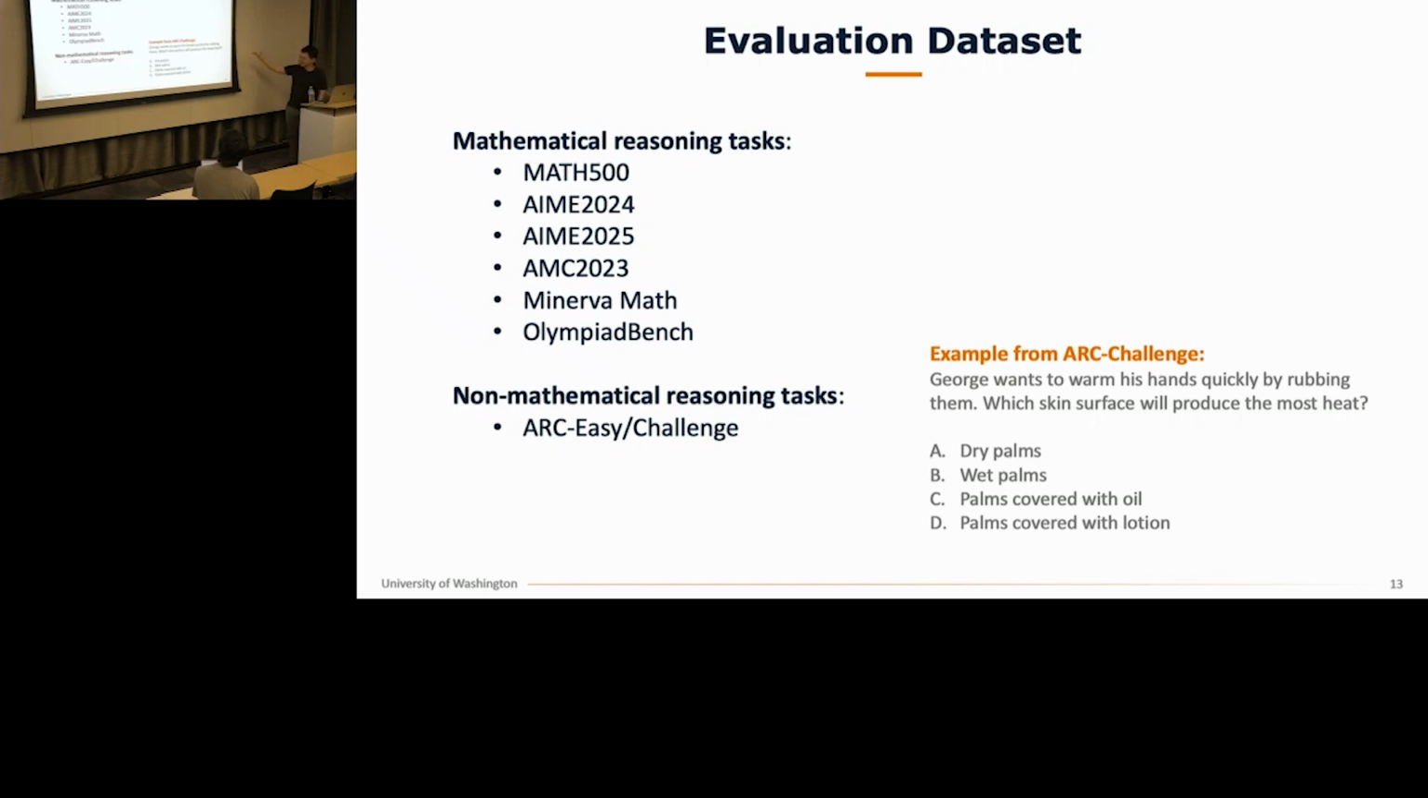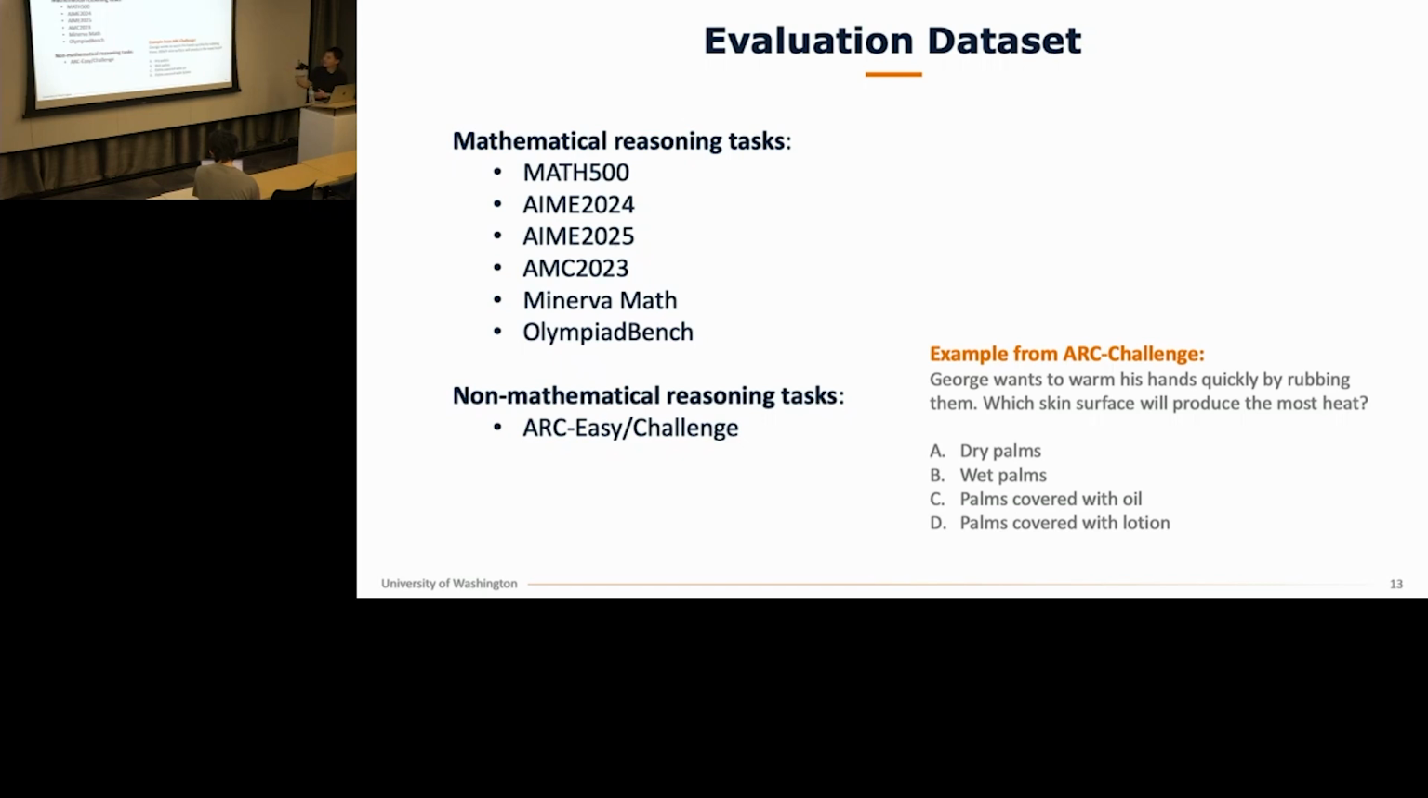Like this for 4 answers. Because the dry prompts have a higher friction coefficient, the dry prompt will produce the most heat. So you need this kind of reasoning to get the correct answer. This is another benchmark to evaluate the reasoning capabilities of language models. But here we mainly focus on math.